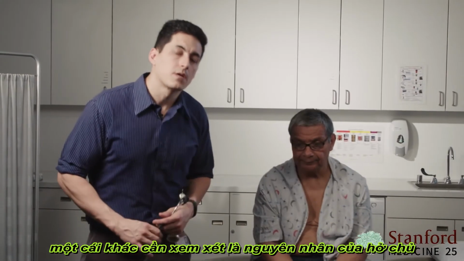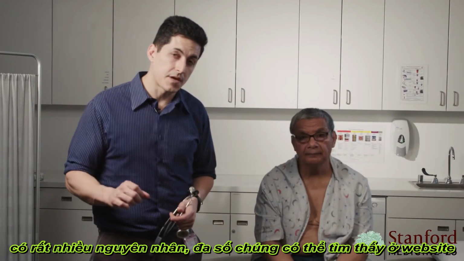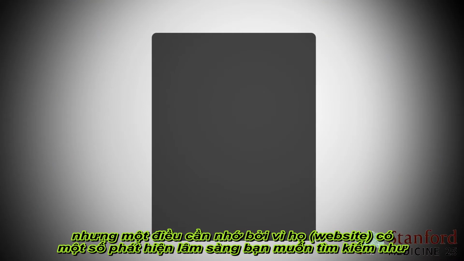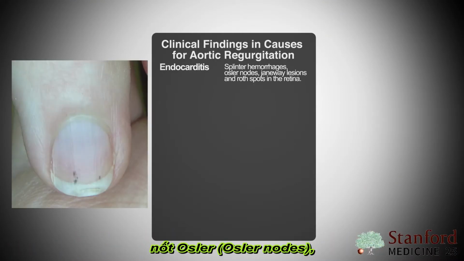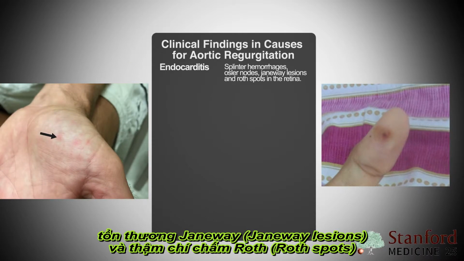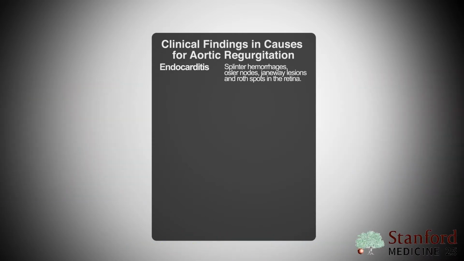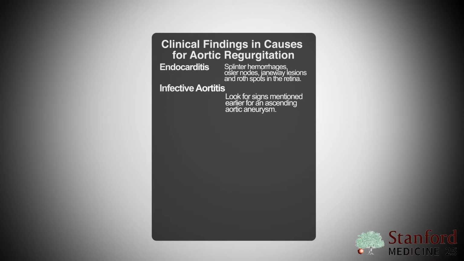Another thing to consider is the cause of aortic regurgitation. There's lots of causes there, most of which can be found on our website, but a couple things to mention because they have some interesting clinical findings you want to look for include endocarditis, looking for splinter hemorrhages, Osler nodes, Janeway lesions, and maybe even Roth spots in the retina exam. Although much more rare now, syphilis can cause an infective aortitis, so look for signs mentioned earlier of ascending aortic aneurysm from syphilis or any other cause.